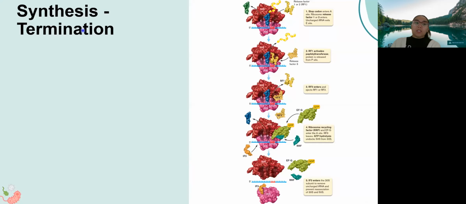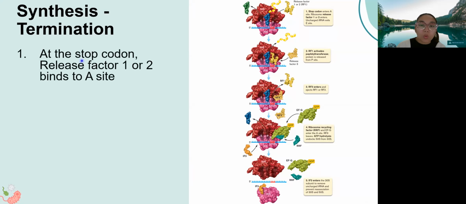Okay. Last part is the termination. So at the very end, we need to reach the stop codon so that the ribosome says, okay, we're done. So first thing that happens, guess what? There are more proteins involved. So when we reach the stop codon, there is a release factor, and it's going to be either factor 1 or factor 2. It just really depends. But one of these factors will come and bind to the A site.